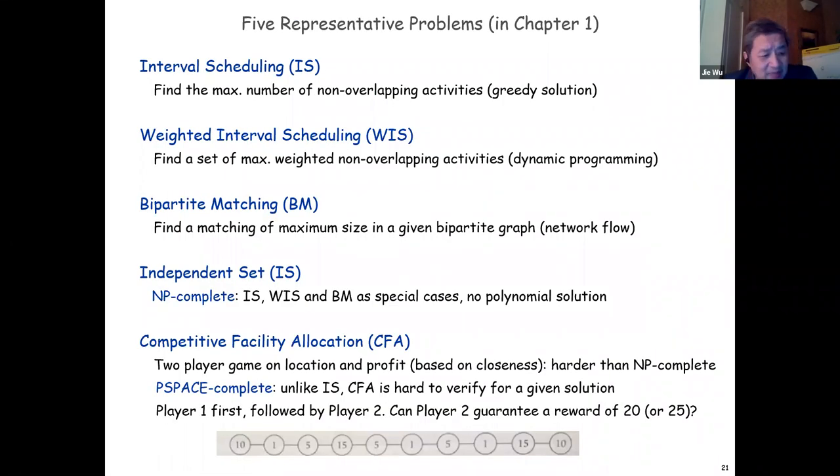So finally, just a quick overview. In chapter one, it gave a very interesting five problem at the end. So let's just give a quick overview. In fact, this five problem will cover almost all the material in our class. The first one is called interval schedule.